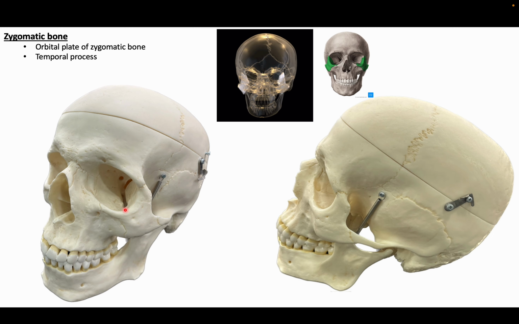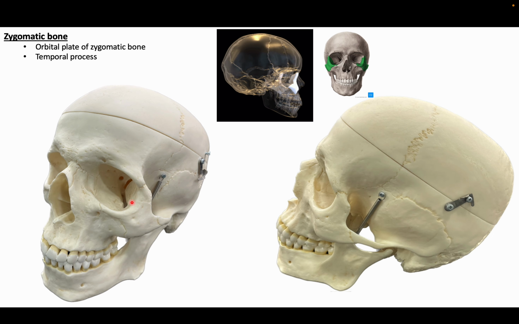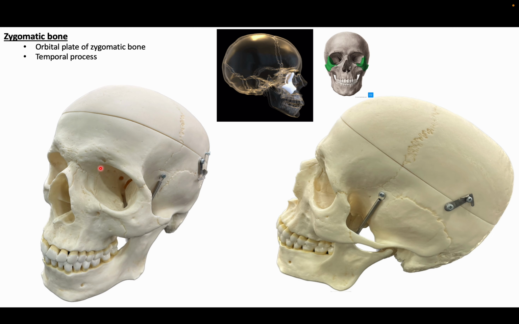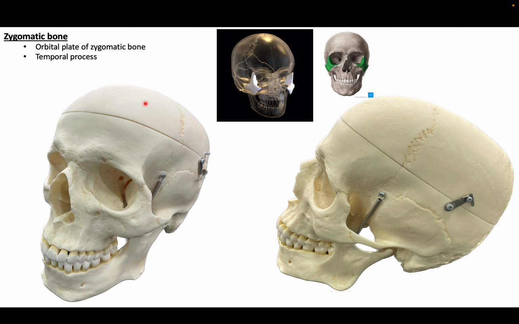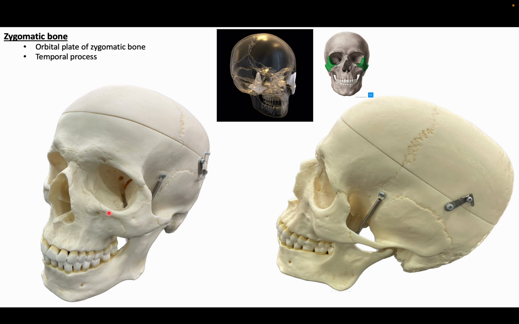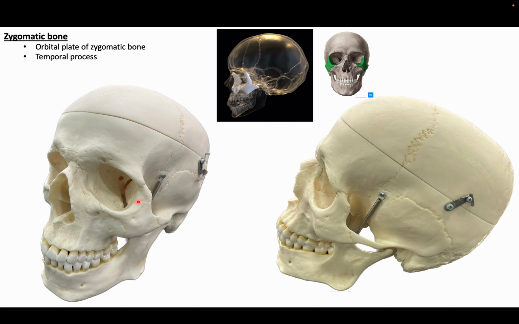We talked about all the orbital plates so far. They're all orbital plates, but since it's the orbital plate of the zygomatic bone, it's going to be right here, the part that actually touches the zygomatic bone. On top here, that would be the orbital plate of the frontal bone, because this is the frontal bone. And the other one that we saw earlier is the orbital plate of the maxillary bone, because this is the maxillary bone. Here, this is the zygomatic bone, so this area right here is the orbital plate of the zygomatic bone.